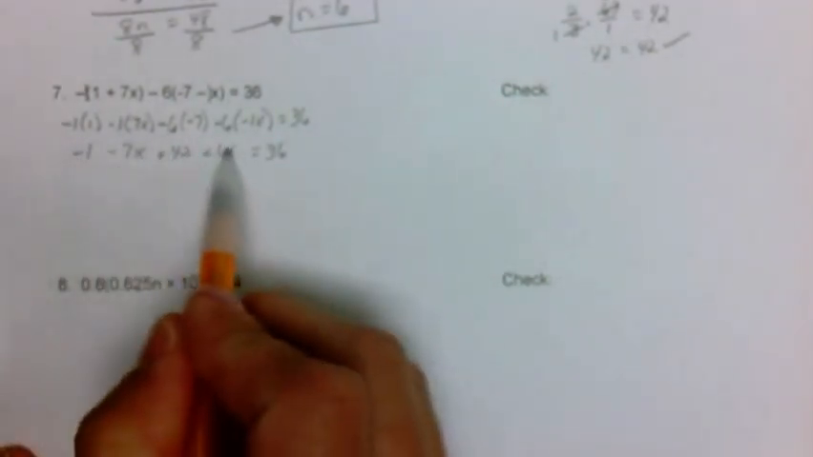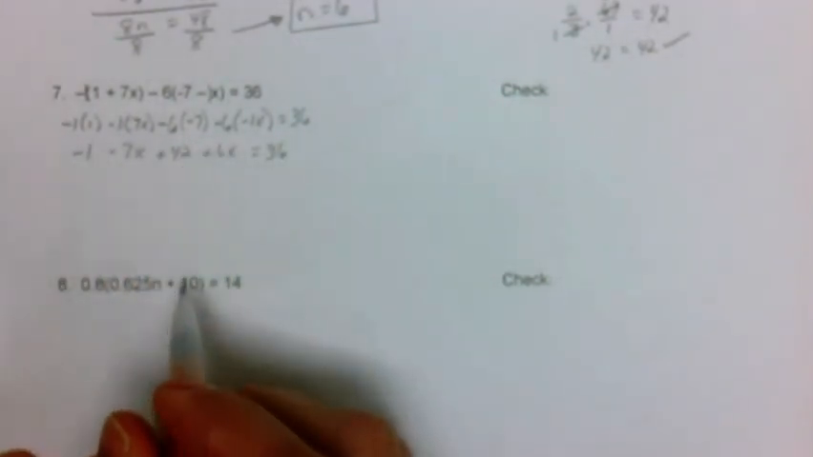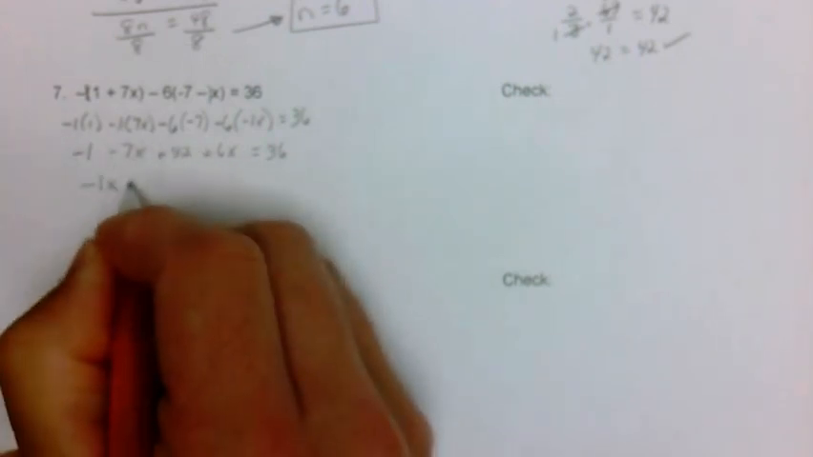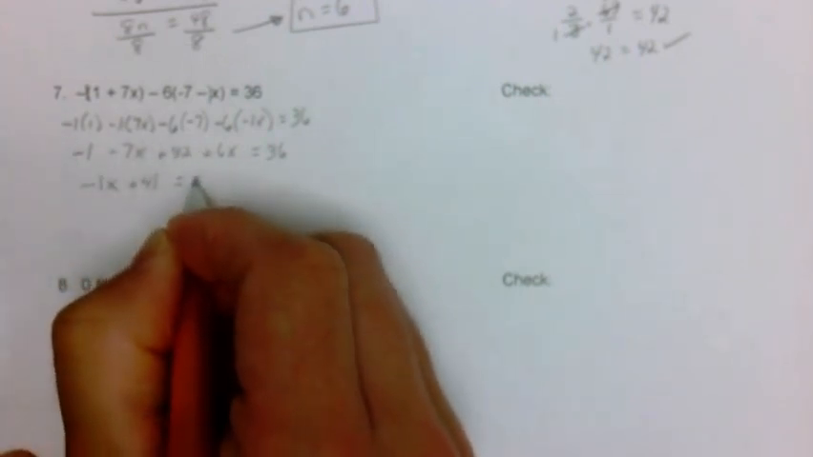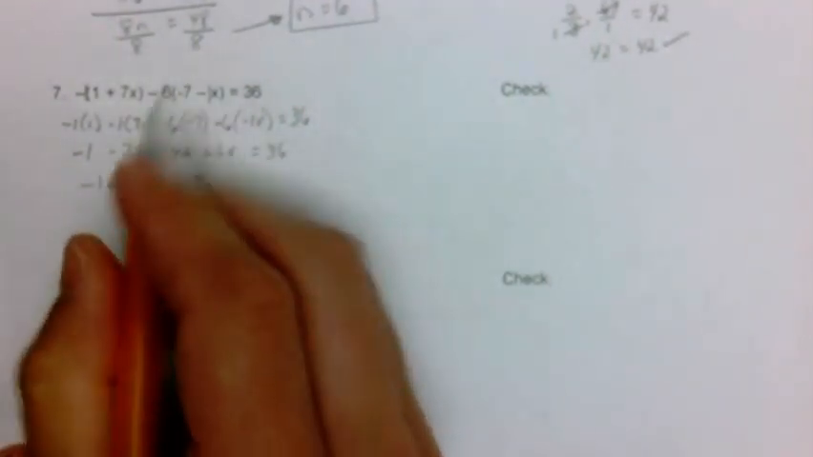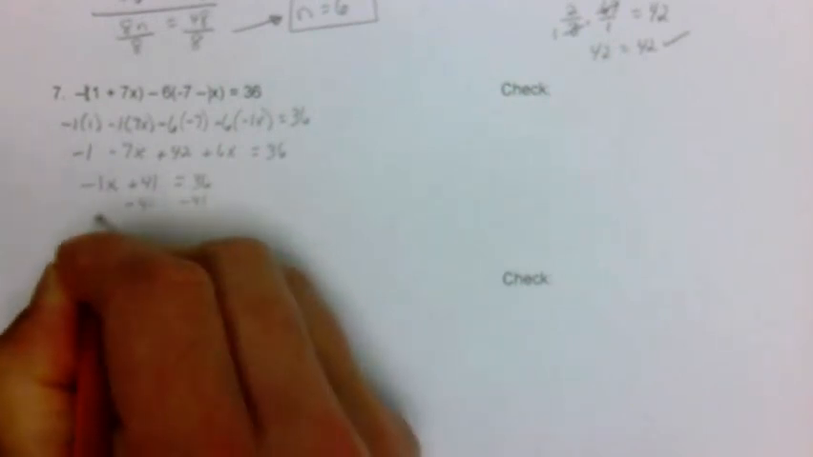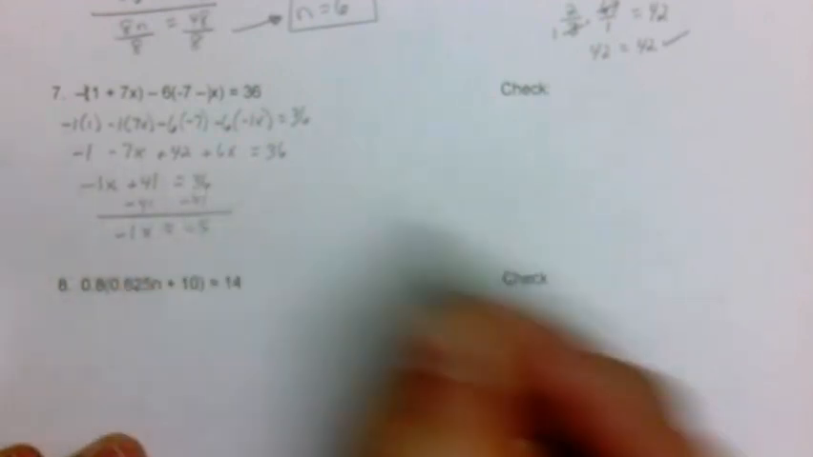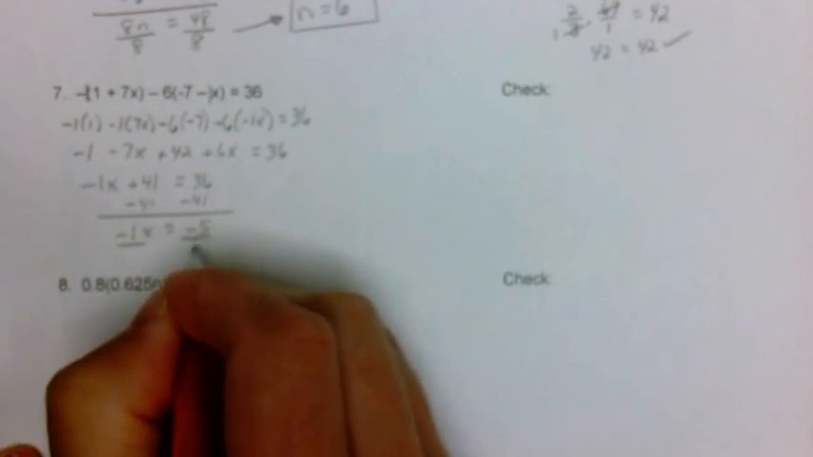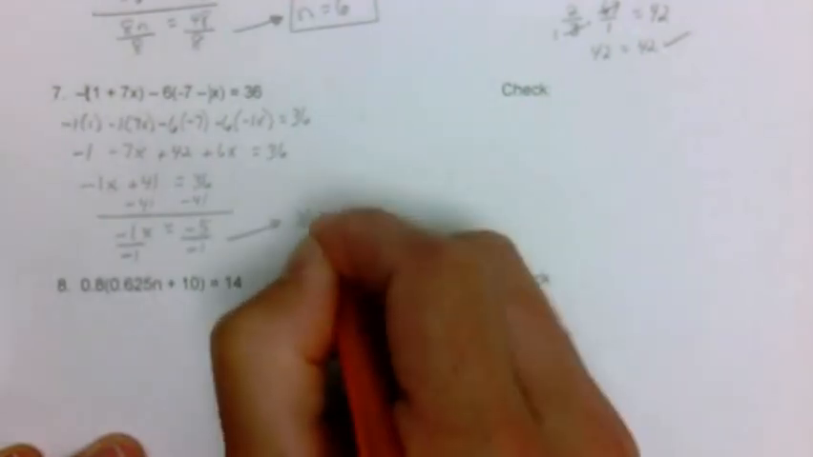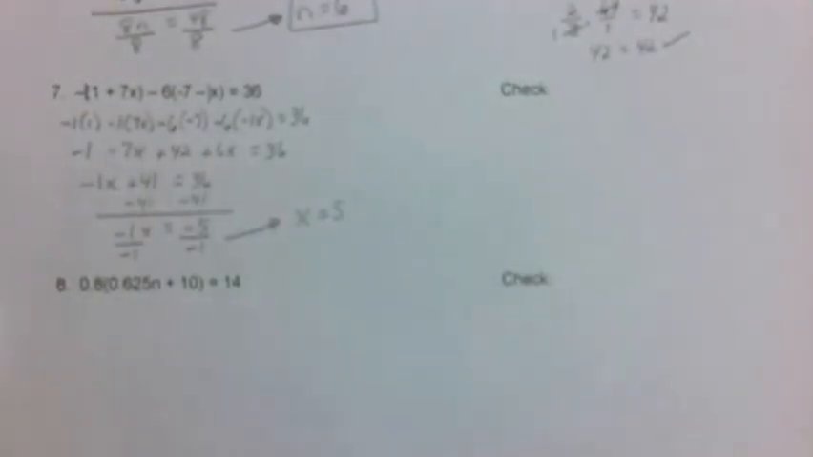Let's combine similar terms here on the left to finish making our two-step equation. Negative 7x plus 6x is negative 1x. And negative 1 plus 42 is positive 41 equals 36. Let's isolate our variable term by subtracting 41 from each side. That means negative 1x equals 36 minus 41, which is negative 5. And now I'll divide each side by the negative 1 to get x's value. X is negative 5 divided by negative 1, which is 5.